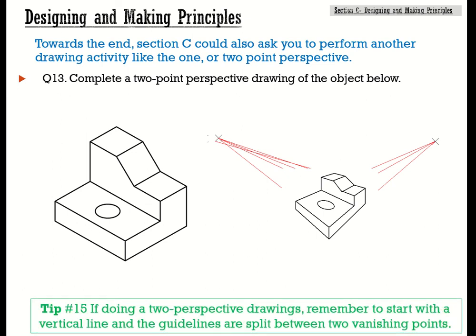So if doing the 2-point perspective drawing, remember to start with a vertical line. There's no flat face here, and the guidelines are split between 2 vanishing points. It might be worth practicing that.